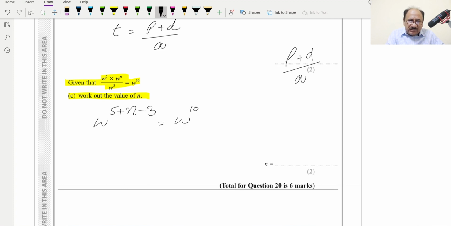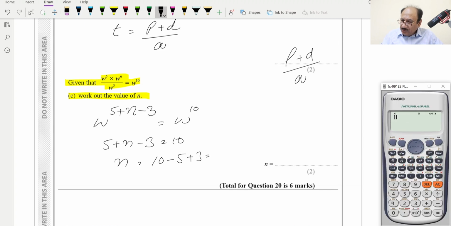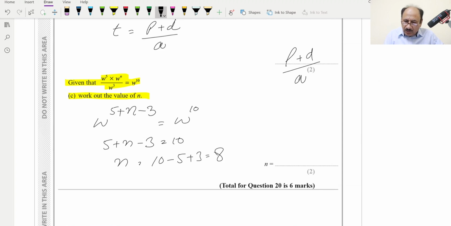So bases are same, so we can compare the powers, and bases we can leave. So we can write 5 plus n minus 3 is equal to 10. So n will be equal to 10 minus 5 plus 3, and 10 minus 5 plus 3 is equal to 8. So our value of n will be 8.